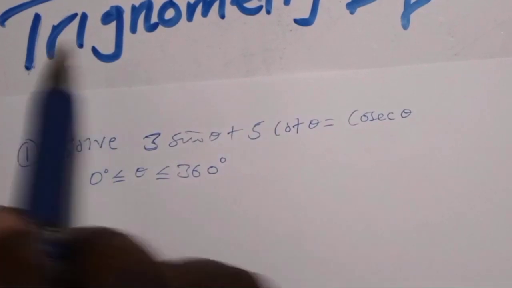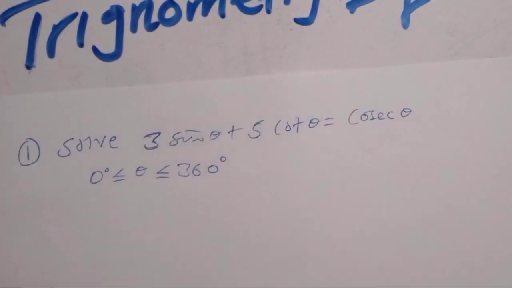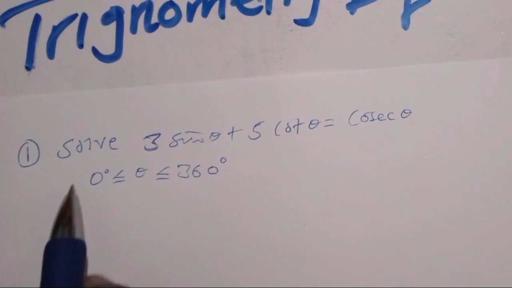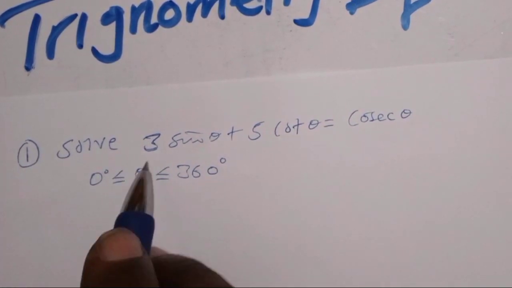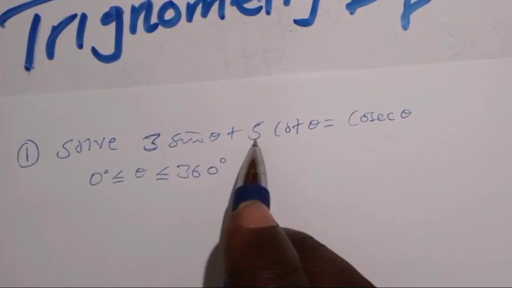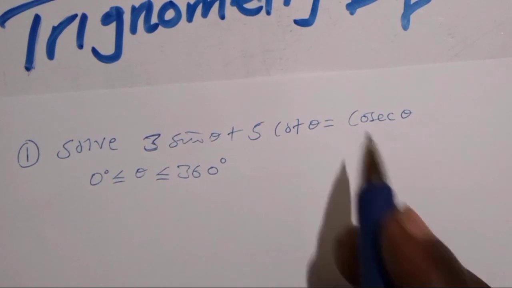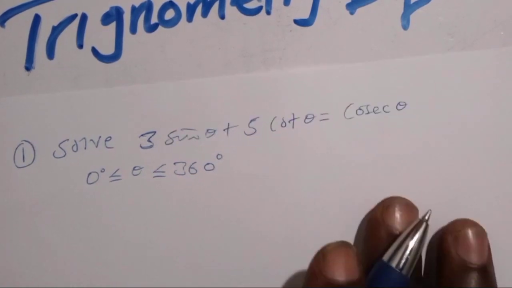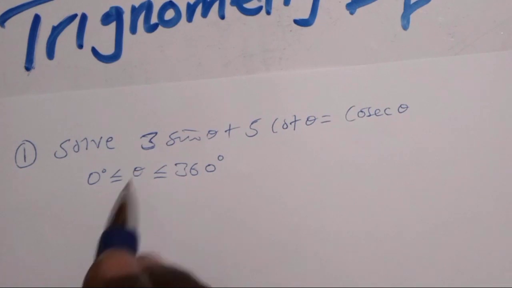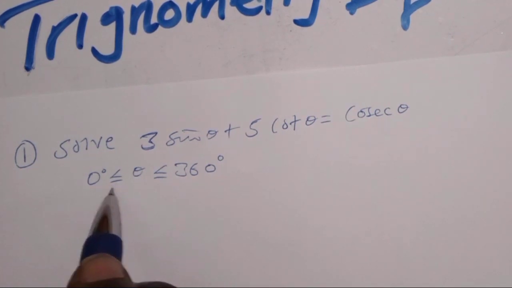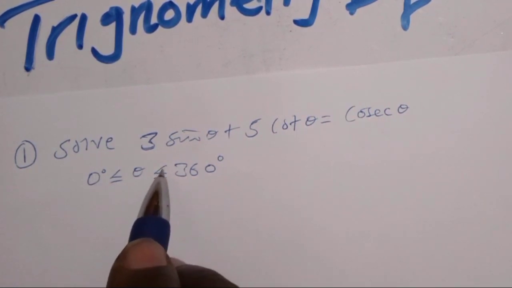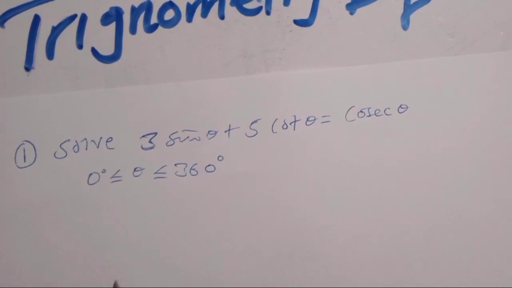Hello guys, welcome back, and today's lesson we are looking at trigonometry equations. We have the equation written down: 3 sine theta plus 5 cot theta is equal to cosec theta, and we have been given the range theta greater than or equal to 0 degrees but less than or equal to 360.